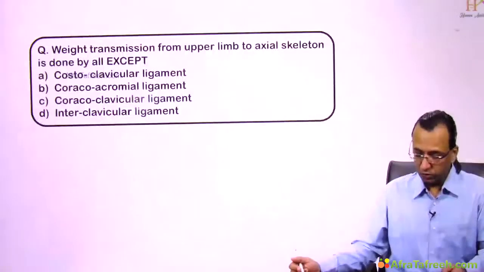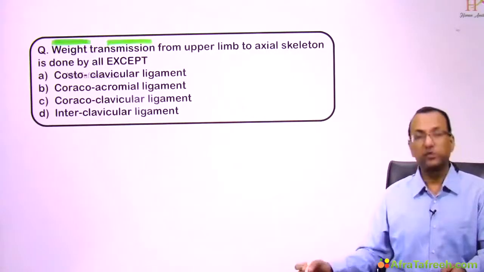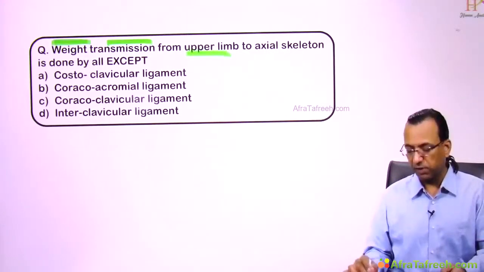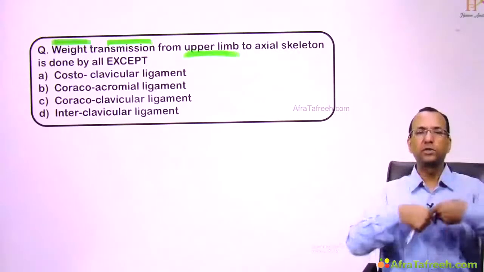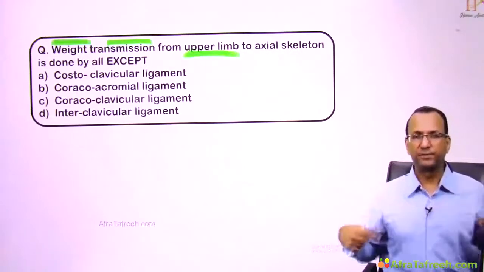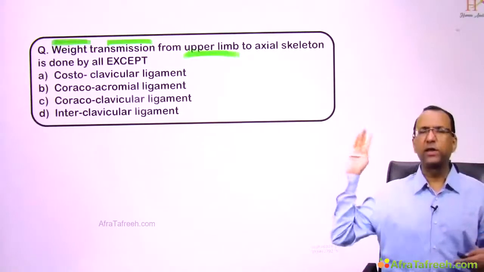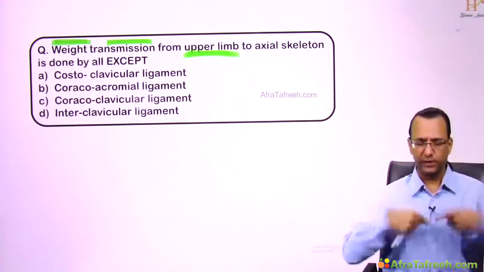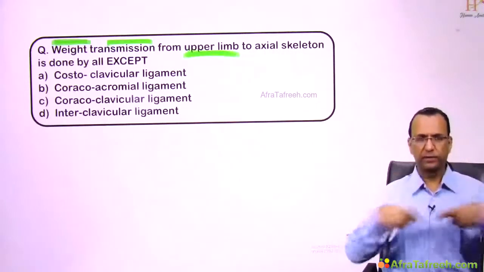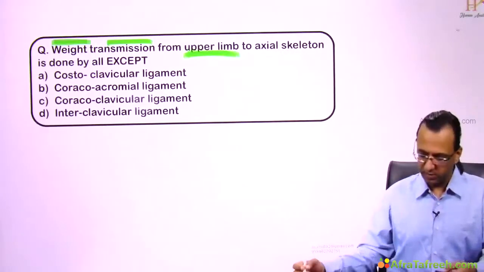So what about this question? It is asking about weight transmission. As it is asking weight transmission of the upper limb, it must be transmitted to the axial skeleton, to the sternum bone, and to the ribs. Why should it be transmitted there? See, the weight of the upper limb must be transmitted to the axial skeleton, which is sternum bone and the ribs. But why should it be transmitted there? And what is the answer, by the way?